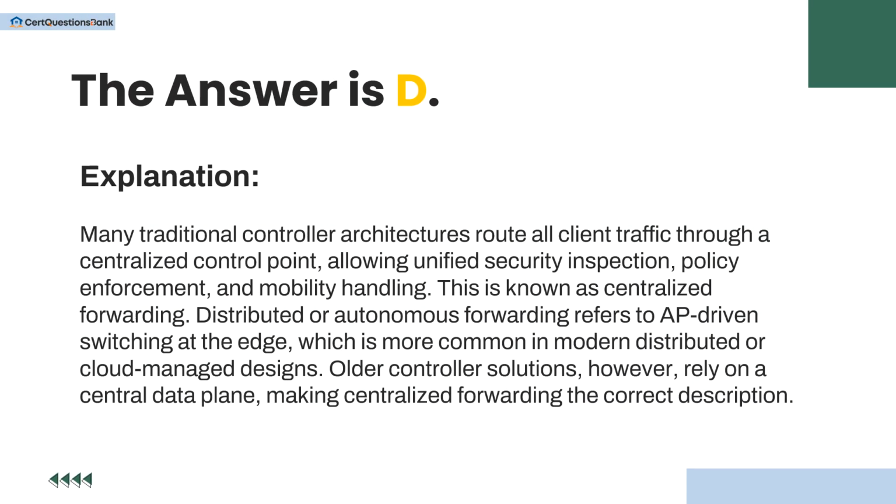Many traditional controller architectures route all client traffic through a centralized control point, allowing unified security inspection, policy enforcement, and mobility handling. This is known as centralized forwarding. Distributed or autonomous forwarding refers to AP-driven switching at the edge, which is more common in modern distributed or cloud-managed designs. Older controller solutions, however, rely on a central data plane, making centralized forwarding the correct description.